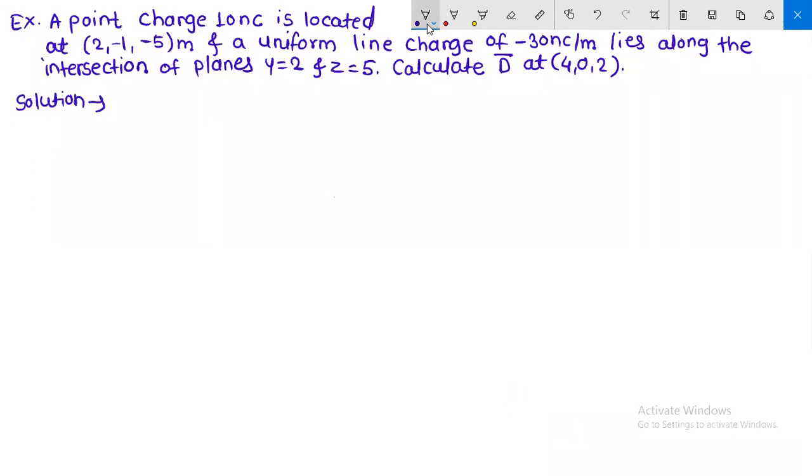Now second is a uniform line charge of minus 30 nanocoulomb per meter lies along the intersection of planes y is equal to 2 and z is equal to 5. Means line charge is given.